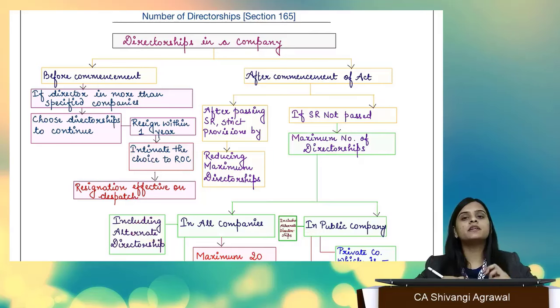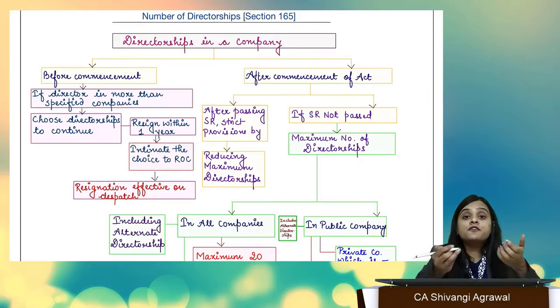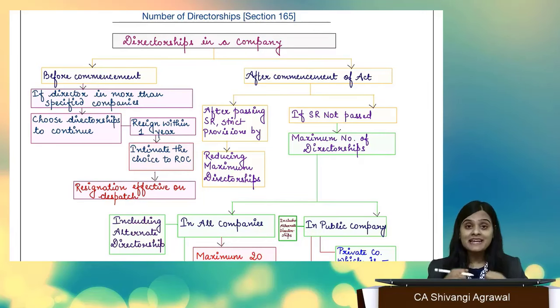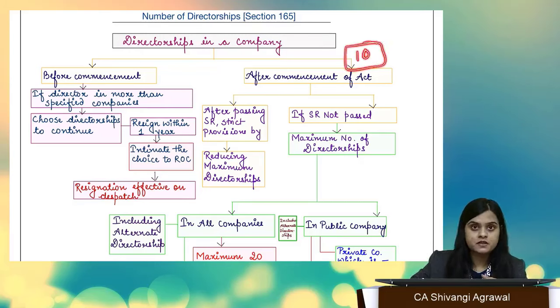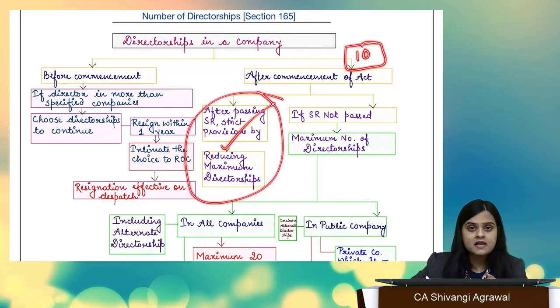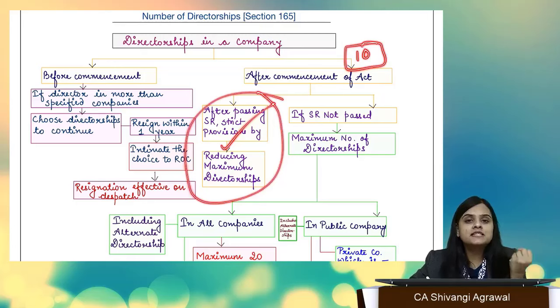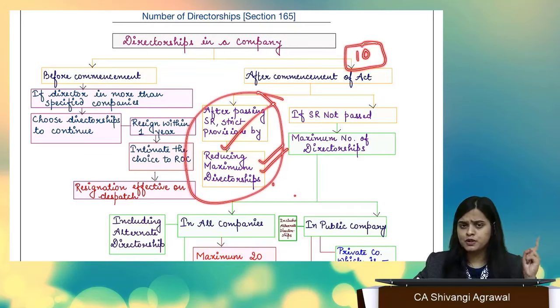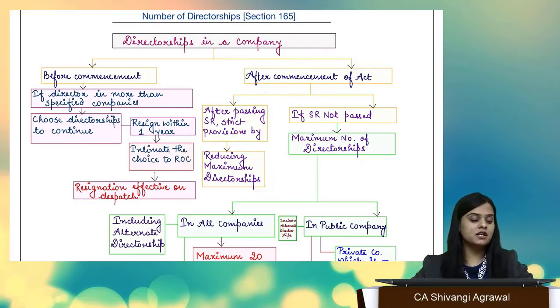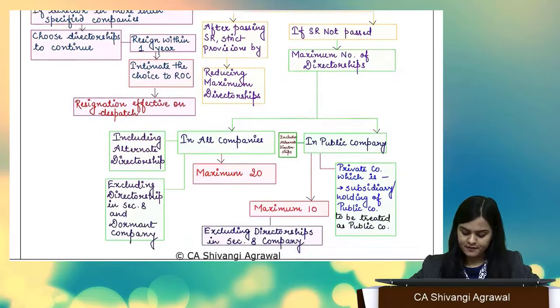Now, some companies do it that if you want to be the director of my company, you cannot hold more than 10 directorships. Ma'am, can the companies do so? Yes. By passing a special resolution, you can have strict provisions in this regard. So you can reduce the maximum number of directorships. You cannot increase it. You can reduce the maximum number of directorships. Fine. So that was section number 165.